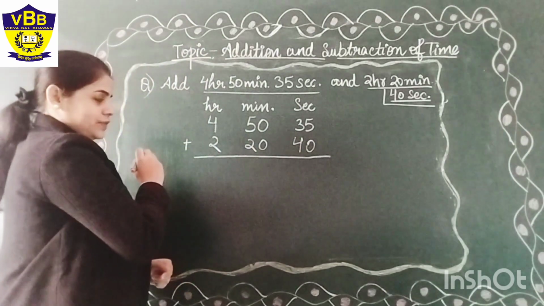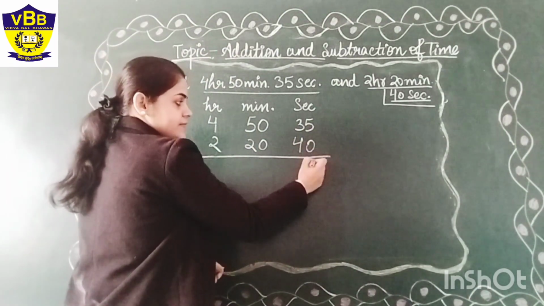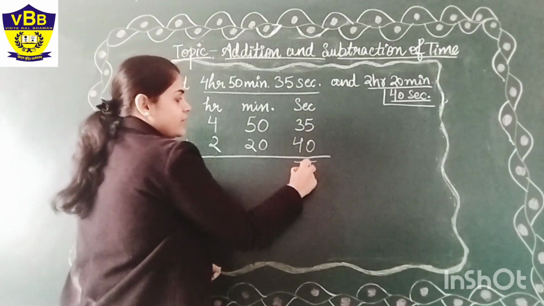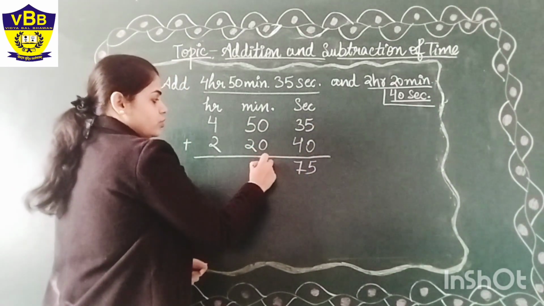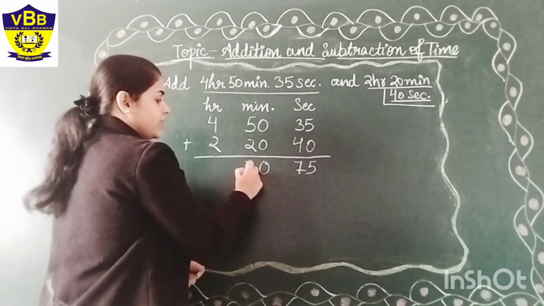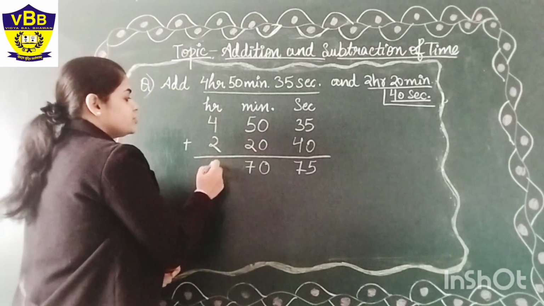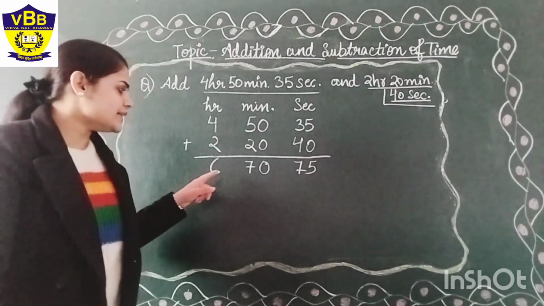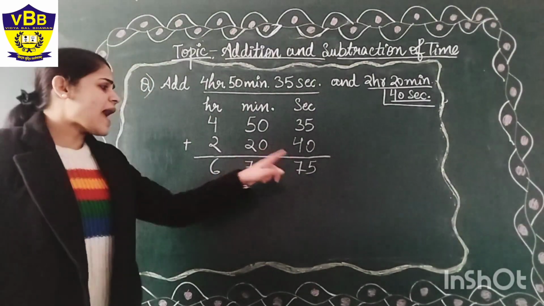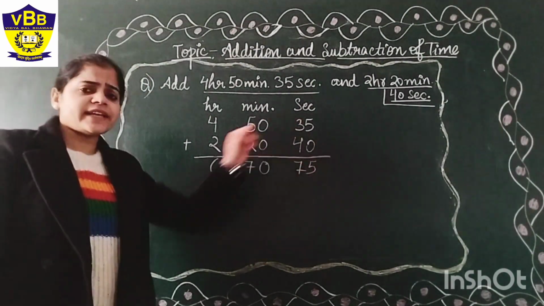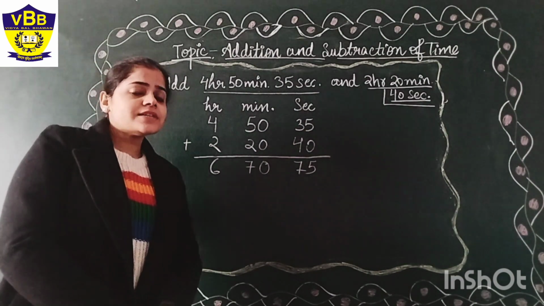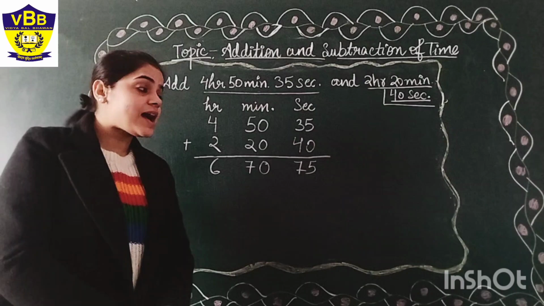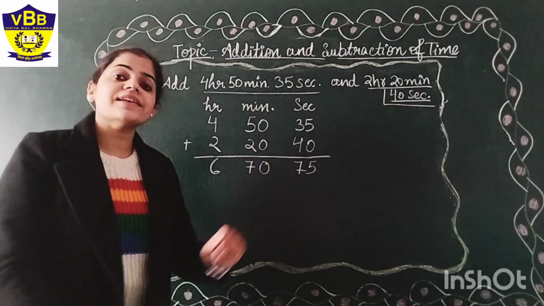After adding, what will we get here? 5 plus 0, 5. 3 plus 4, 7. 0 plus 0, 0. 5 plus 2, 7. And 4 plus 2, 6. But can you suggest whether it is the right answer or not? Have you seen 75 seconds anywhere? Does a minute have 75 seconds? No, a minute doesn't have. The limit is up to 60 seconds only.